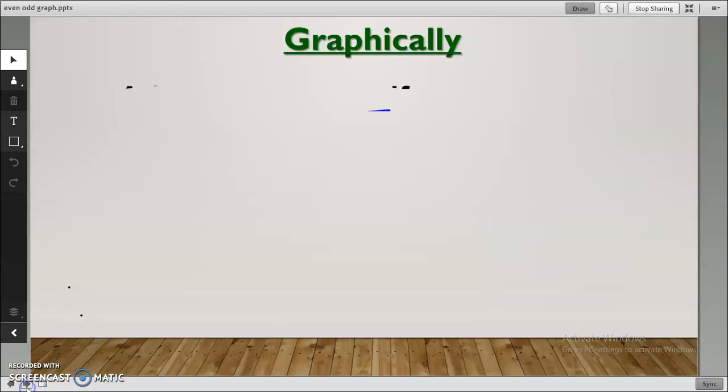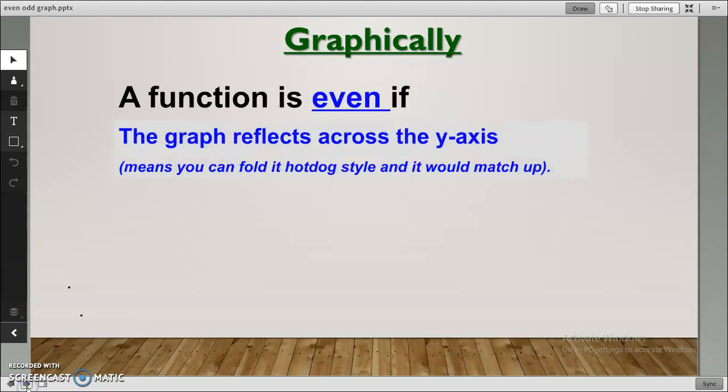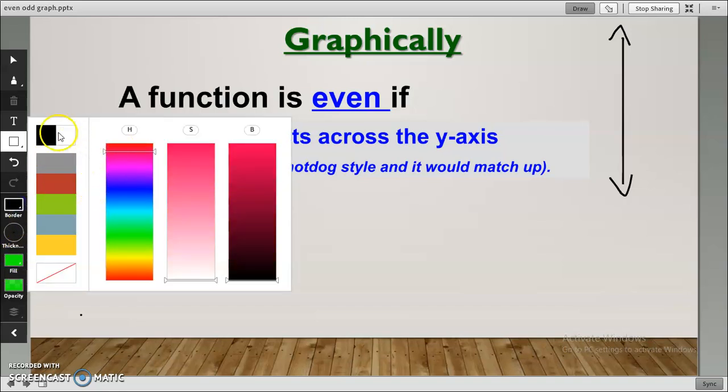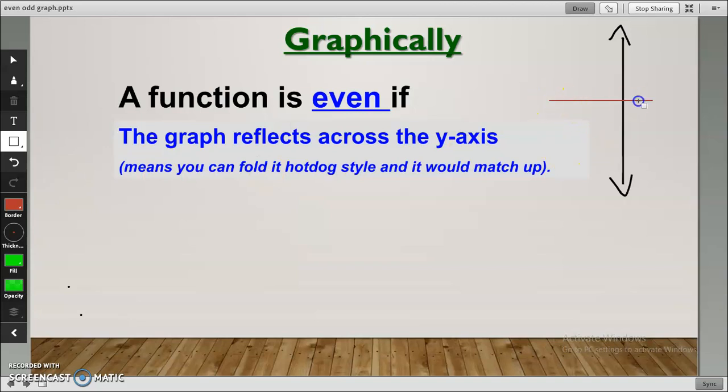Graphically, a function is even if the graph reflects across the y-axis. That means you can fold it hotdog style and it would match up. So if you recall, this is my y-axis. If it can fold evenly across this y-axis, then it is even. This is my x-axis, and here is my y.